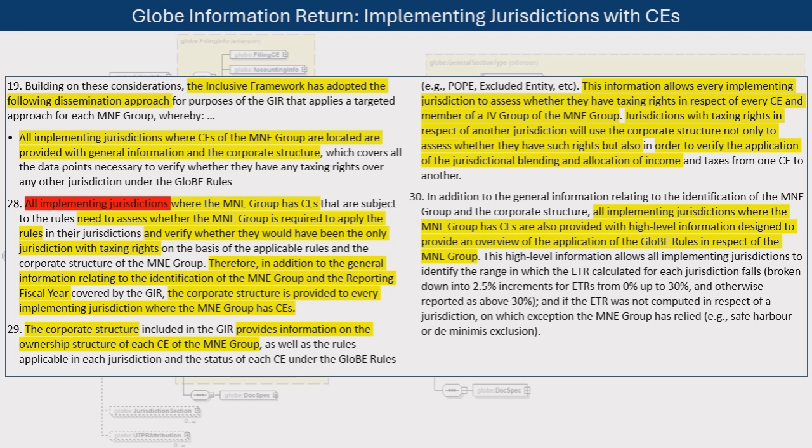Next time, we will look into more detail into the separate boxes under the XML schema, and then we'll see how they relate to the boxes under the Pillar 2 return that we were confronted with July last year.